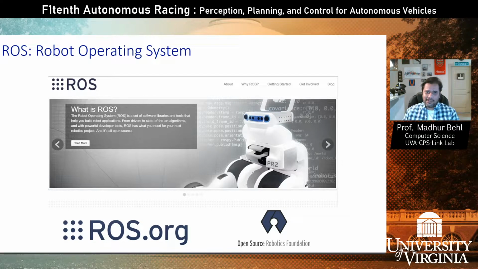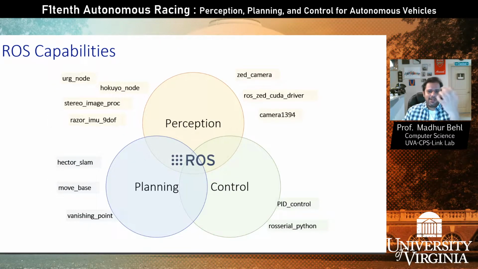ROS provides us a way to implement these different blocks which are required for the car to function by reusing many of the existing code. So you don't have to write drivers for all these different sensors. And then you also have code for motion planning, for mapping, and things like that. So it makes your life very, very easy. It's a very powerful tool, very popular tool.